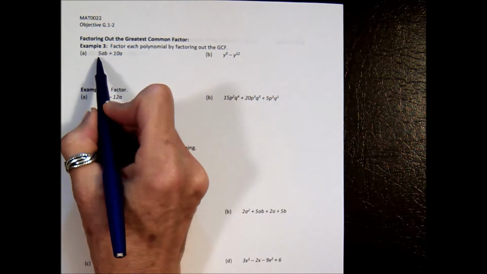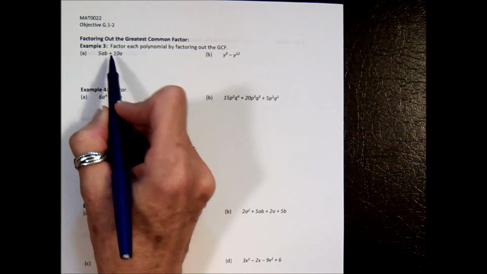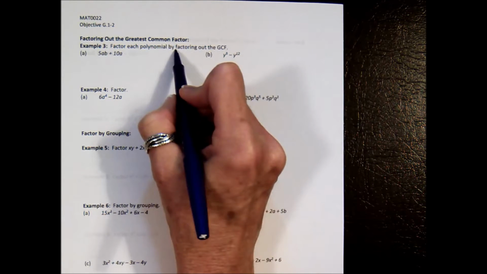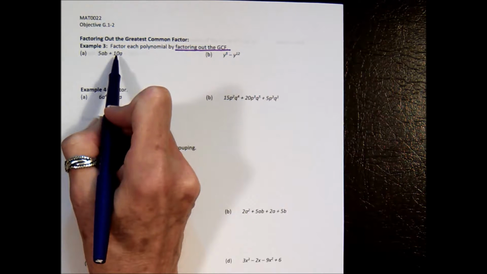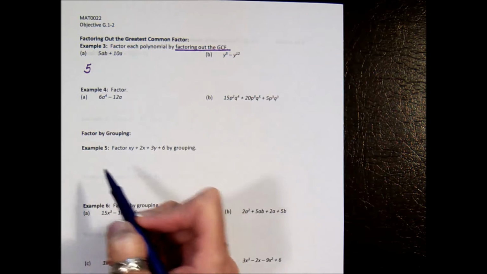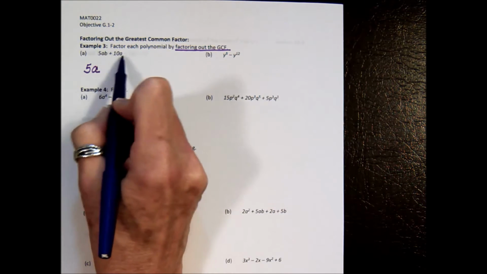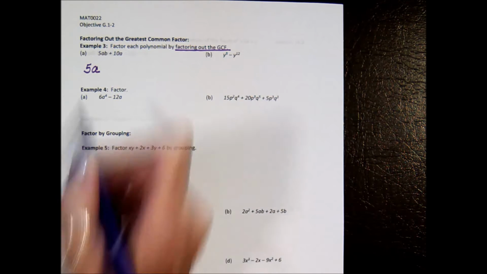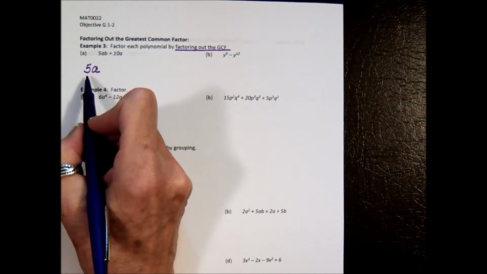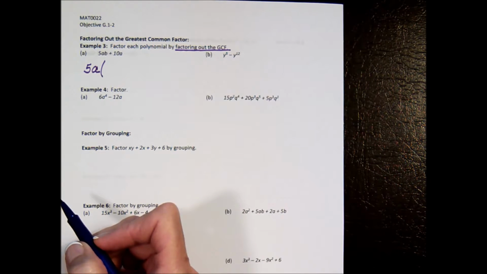So here I have a binomial, 5ab plus 10a, and I want to factor it by factoring out the GCF. So what you do is you say, first, let's identify the greatest common factor for the two terms. 5 is what goes into the number parts. What else do they have in common? They both have an a. They do not both have a b. But rather than stopping with just identifying the GCF, we're now going to put parentheses because remember, we want it to look like the distributive property when we're done.